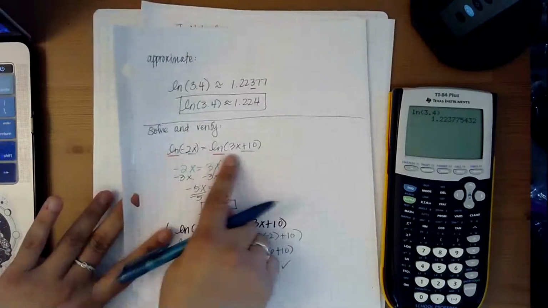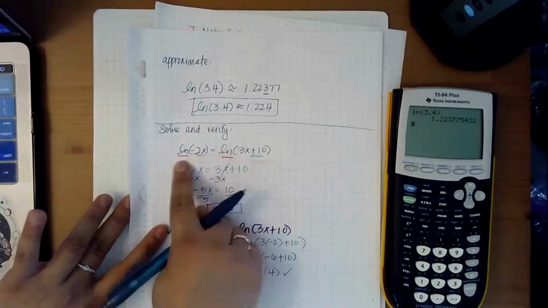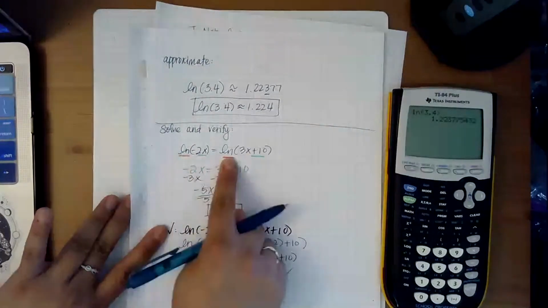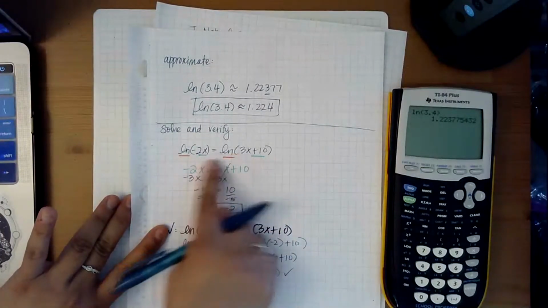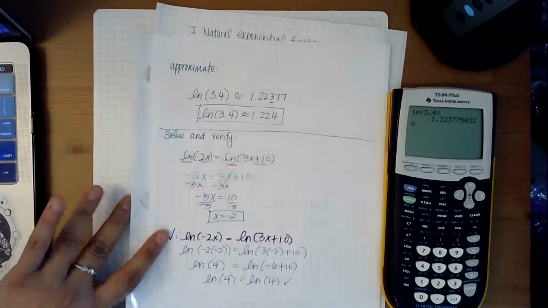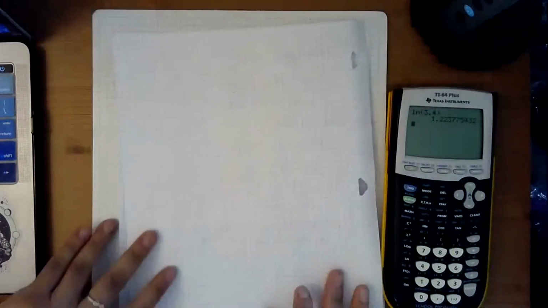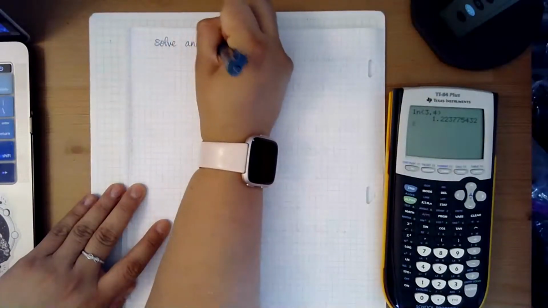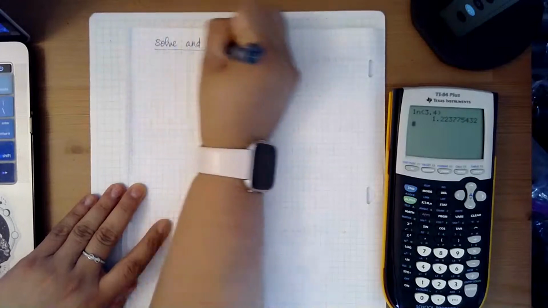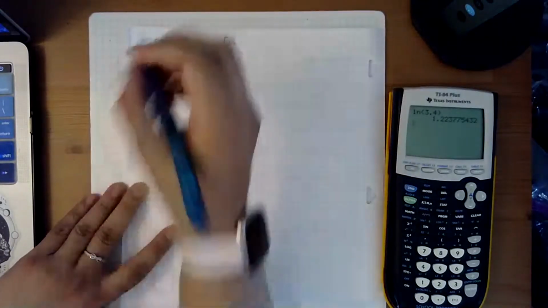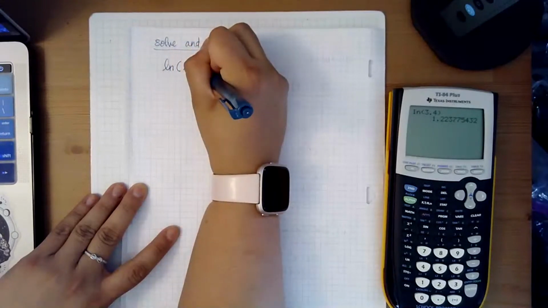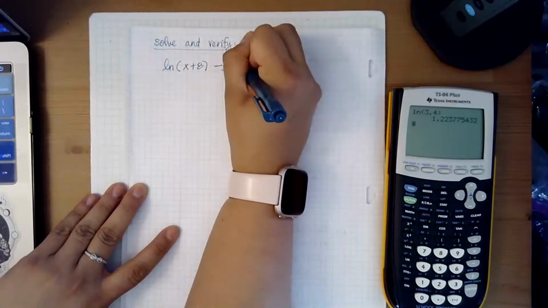So this is only when I recognize that I'm analyzing two functions of the same family, then all I have to do is make sure that the inputs are equivalent to make that statement true. So let's look at another one. Again, it's going to be a solve and verify. So my solve and verify is going to say ln of x plus 8 minus ln of 7 equals 3.